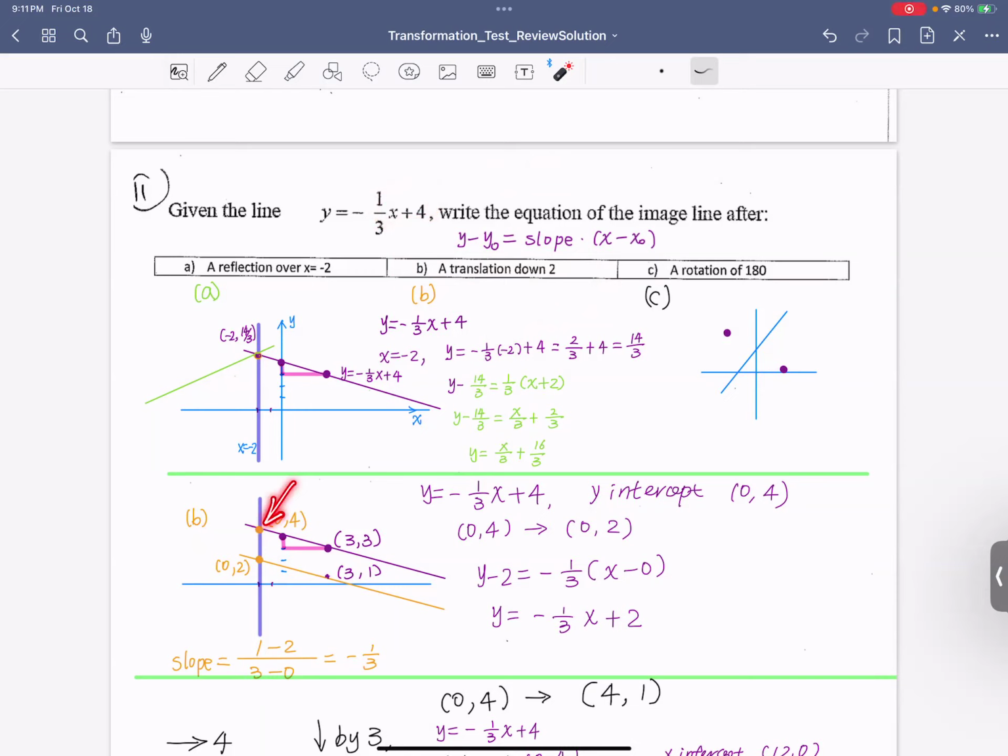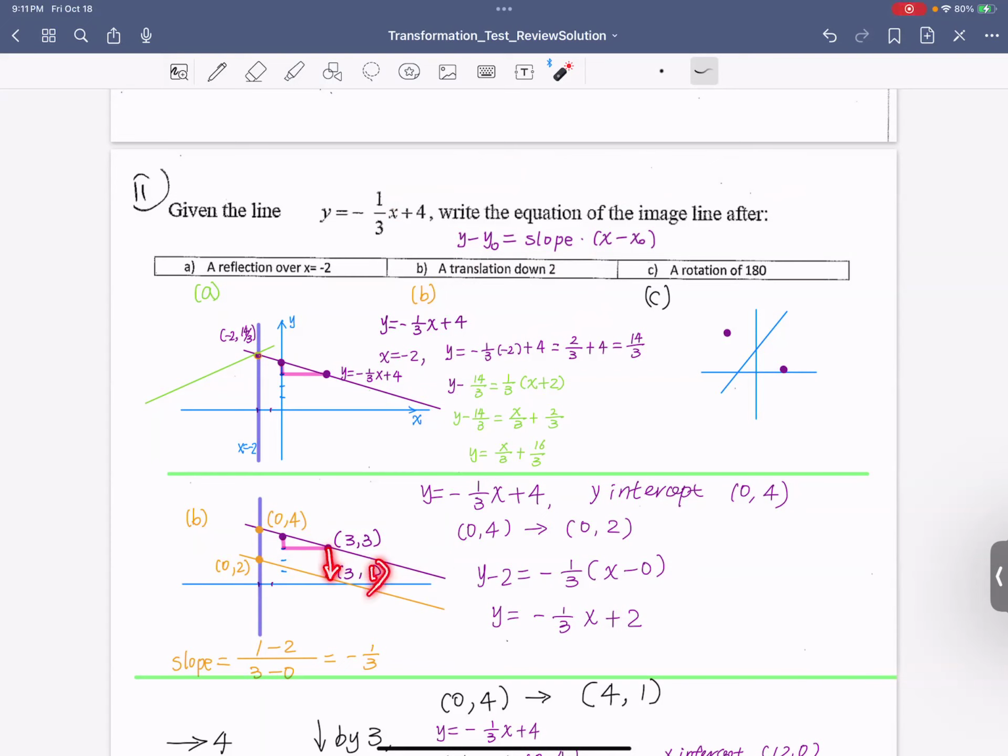Your shift down becomes (0, 2). And you can have another point. You can see if you plug in x equals 3. If x equals 3, y will be? -1 plus 4, right? Which is 3. So this old line must pass (3, 3). Now you shift down by 2, so (3, 3) becomes (3, 1), right?